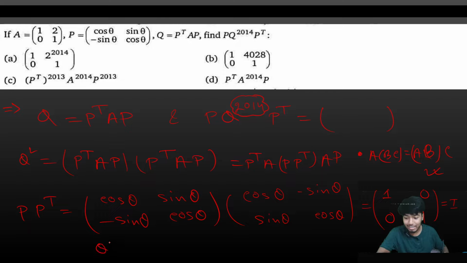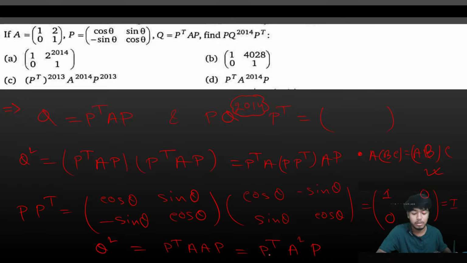So what we get: Q square equals P transpose A P, that means P transpose A square P. Got it? Okay. On the next page. So Q square equals P transpose A square P.